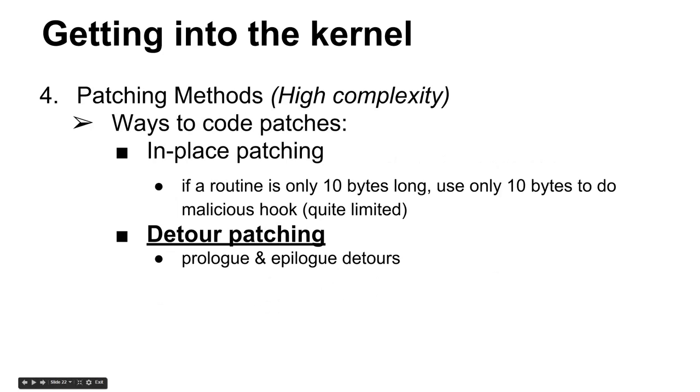So again, the ways to patch a given function in memory are either detour patching or patching it in place. If the target function you want to patch is only 10 bytes long, then you only have 10 bytes to do the malicious hook, which is quite limited in capabilities. So in-place patching doesn't offer as much capability as detour patching.